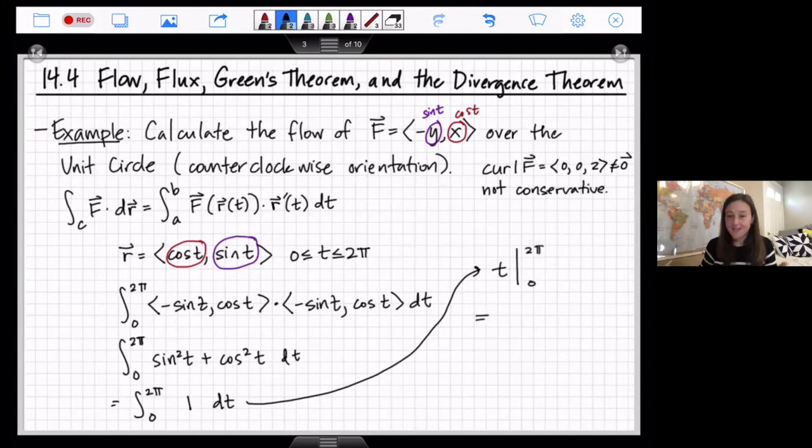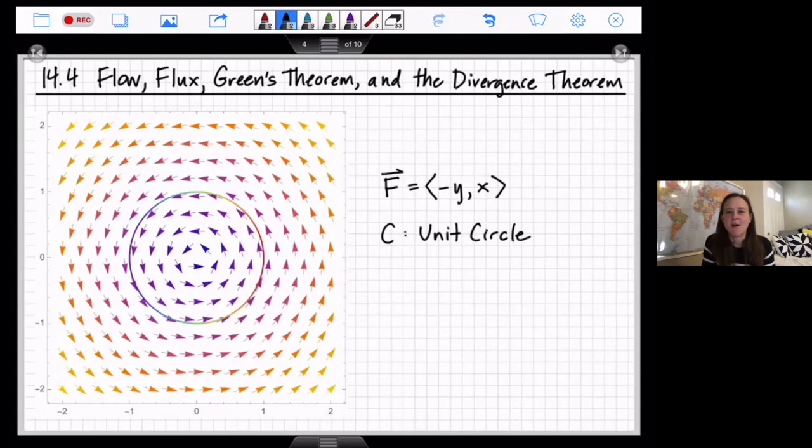Just plug in t equals 2 pi, minus 0, and we get a positive 2 pi. So that is the flow of this vector field along that curve. Here I've had Mathematica graph our vector field for us, and it's a rotational vector field, rotating counterclockwise, and our circle orientation was rotating counterclockwise as well. So all of this flow, electricity, water, whatever this vector field is representing, is flowing in the same direction as our curve. So it makes sense that we got a positive flow for this curve.